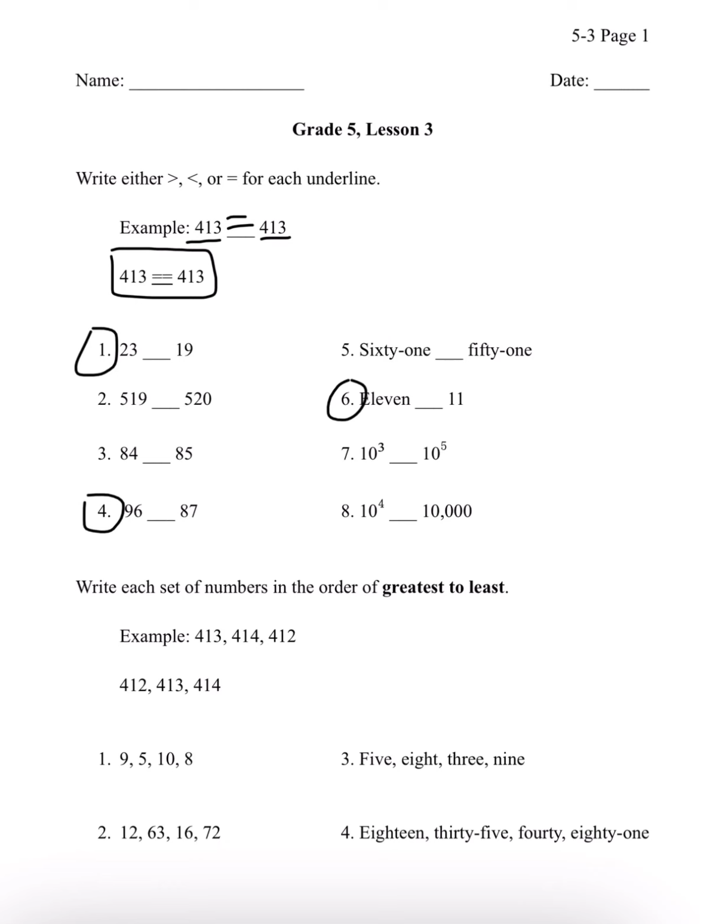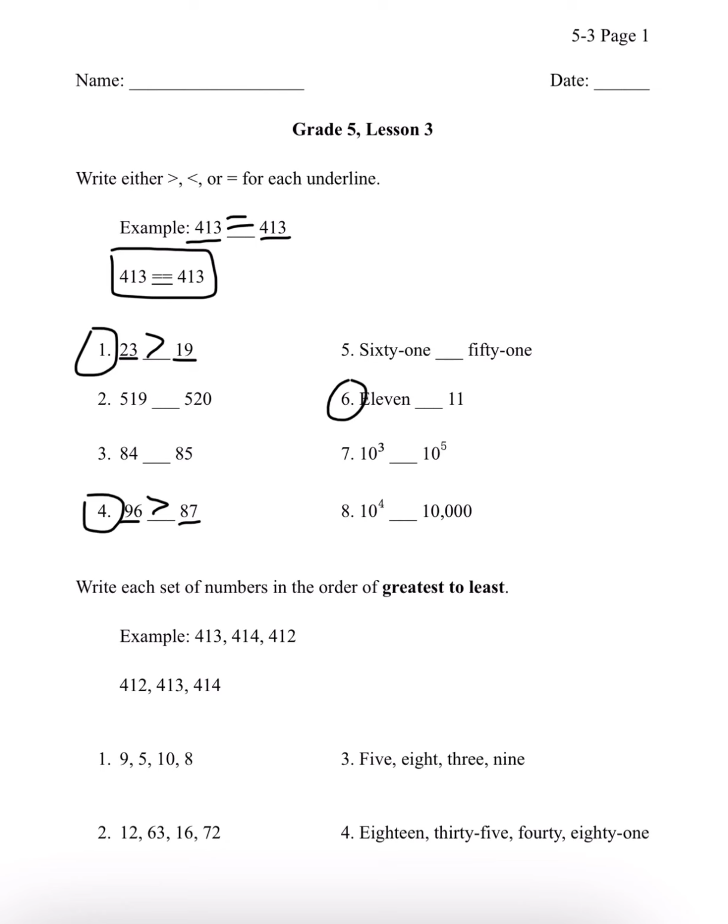Number 1 tells us 23 and 19. We know that 23 is a bigger number than 19, so 23 is greater than 19. For number 4, it gives us 96 and 87. 96 is greater than 87 as it's a bigger number. So 96 is greater than 87.